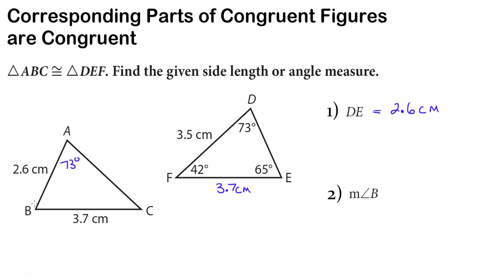And number two says find the measure of angle B. So angle B is right here, and we see angle B is the second letter, and E is the second letter. So if I look over at angle E, it measures 65 degrees. So I know that the measure of angle B is also 65 degrees.